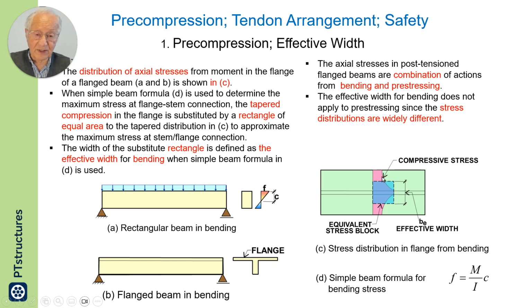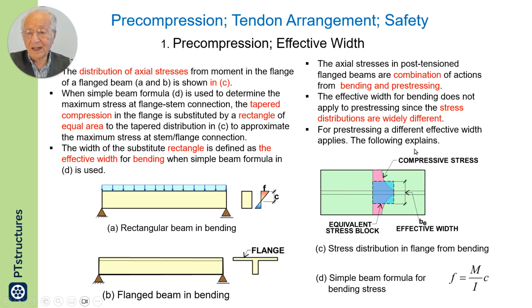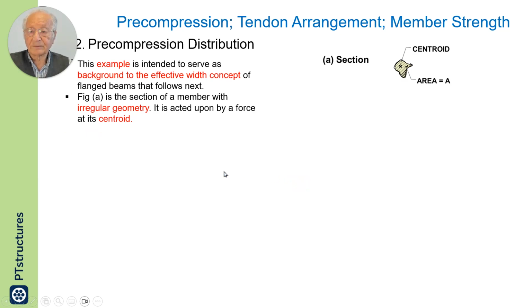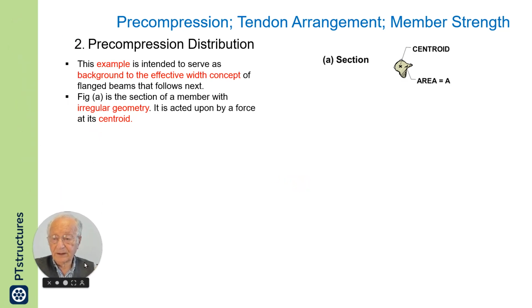Why doesn't it apply to post-tensioning? Because in post-tensioning, the distribution of the stress is not tapered as it is in bending. For prestressing, a different effective width applies. The following explains. Now, I am going to concentrate in the next one or two slides on what the effective width for post-tensioning is. For bending, it is something like what I have shown here. Now, let's bring this here.